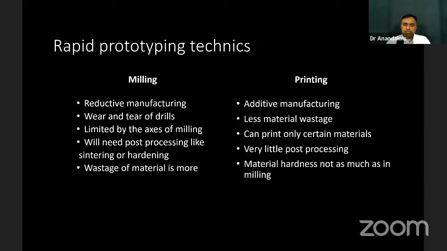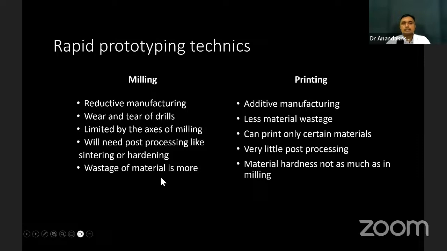You can print only certain materials because today the printable materials are resins. You can print acrylic, you can print metal. Zirconia printing is technically possible, but it is still not very popular. There's only one company which has made these zirconia printers, but it's still not very popular. Material hardness is not as much as in milling. There's very little post processing that is required for a printed material.